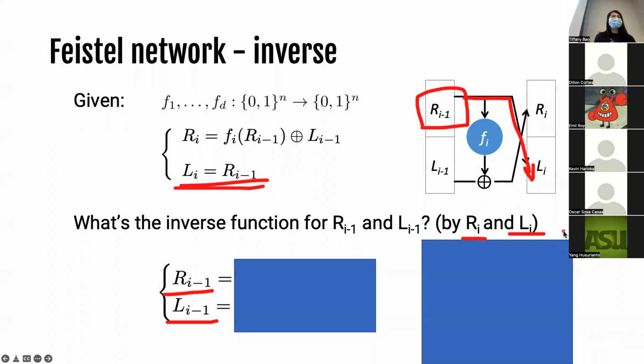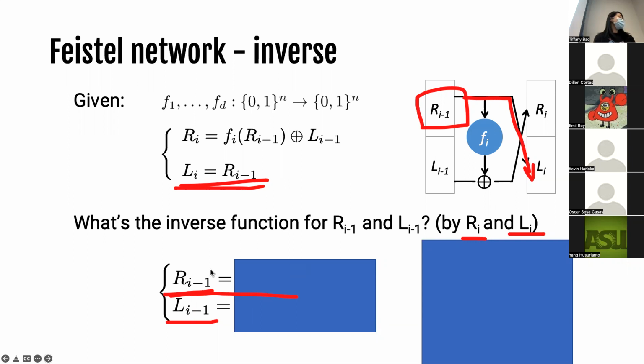Okay, let's work on this together. So for the first equation, Ri minus 1, what is it? If you look at the equations over here, can someone let me know what is the value of Ri minus 1? Yes, please. Yes, Li.